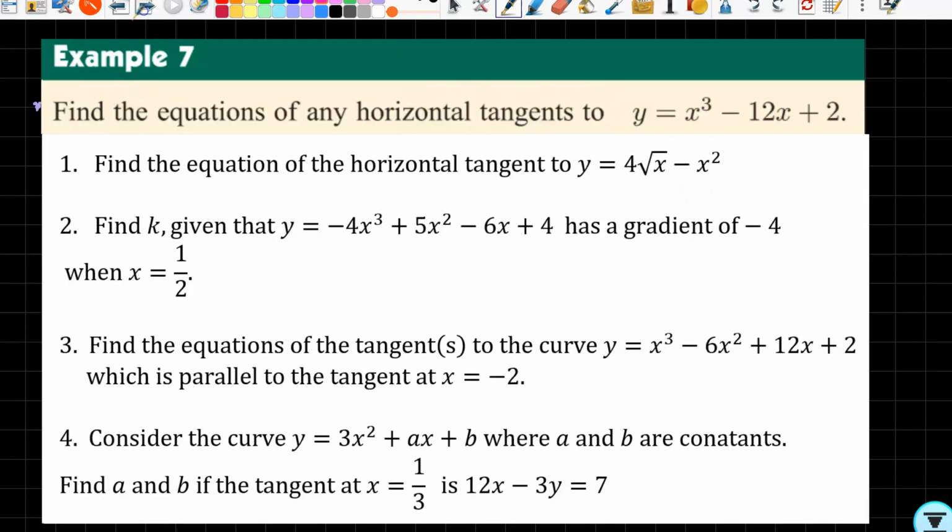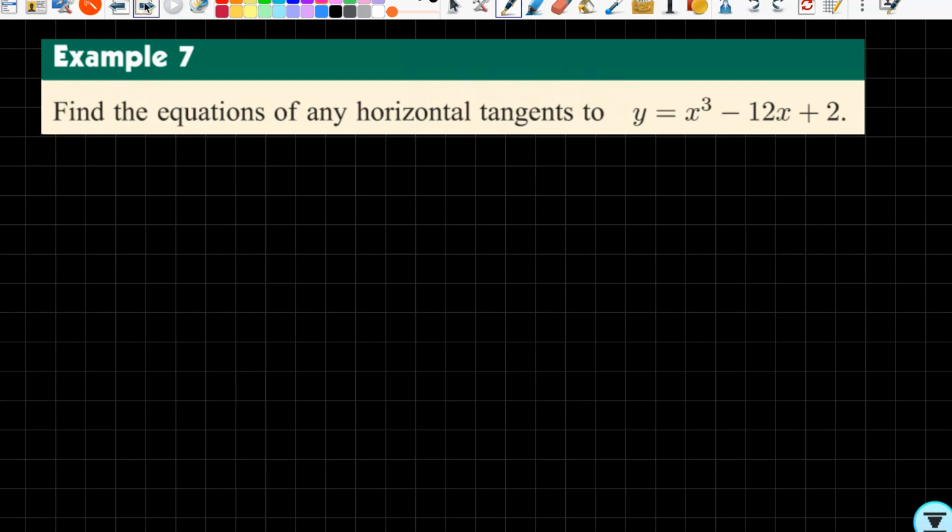So let's get stuck into some of these questions now that we have those notes under control. Let's do the first one: find the equations of any horizontal tangents. As soon as we see horizontal tangent, we should be writing down dy by dx equals 0. And if we want to make dy by dx equal 0, let's actually find dy by dx. So we'll just differentiate that. I'll pause because I think you can do that. When in doubt, differentiate.